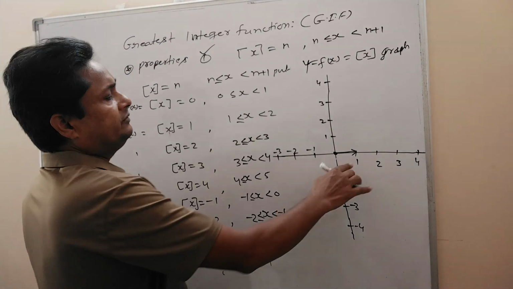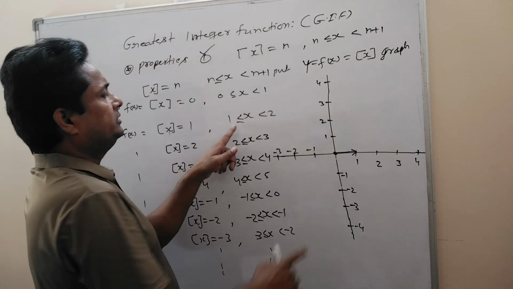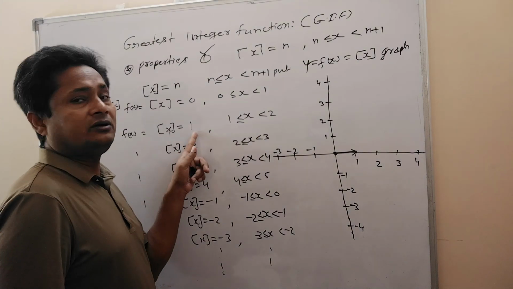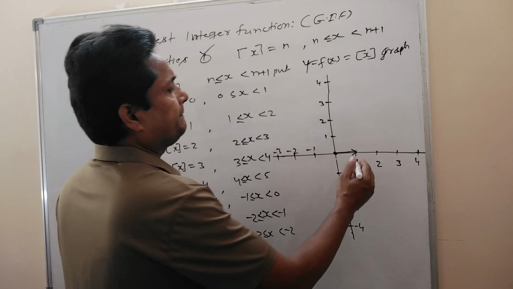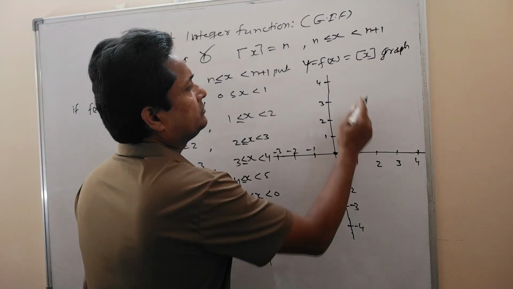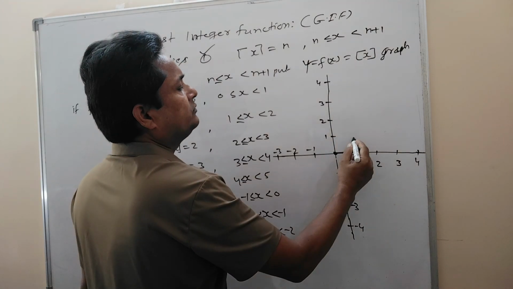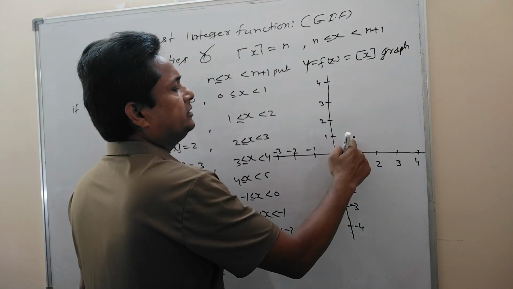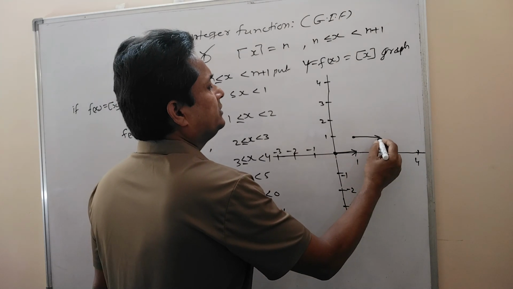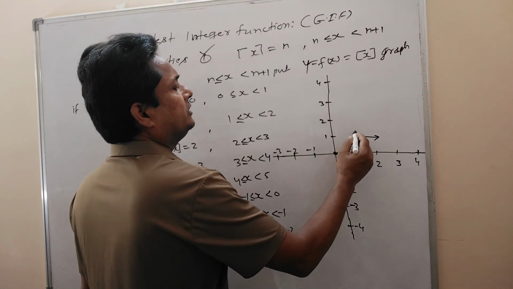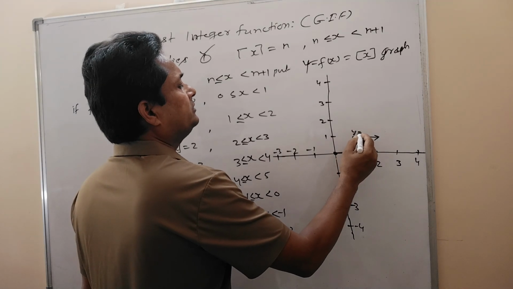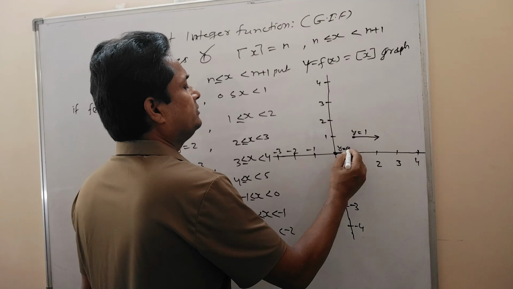Next one, if we take value between 1 to 2, then greatest integer x will always give you value 1. That means if we are in between 1 to 2, then this value will always give value 1. That means at 1 it will give you 1, and before 2 it will give you always 1. So that means this is what? This is y is equal to 1, this is y is equal to 0.